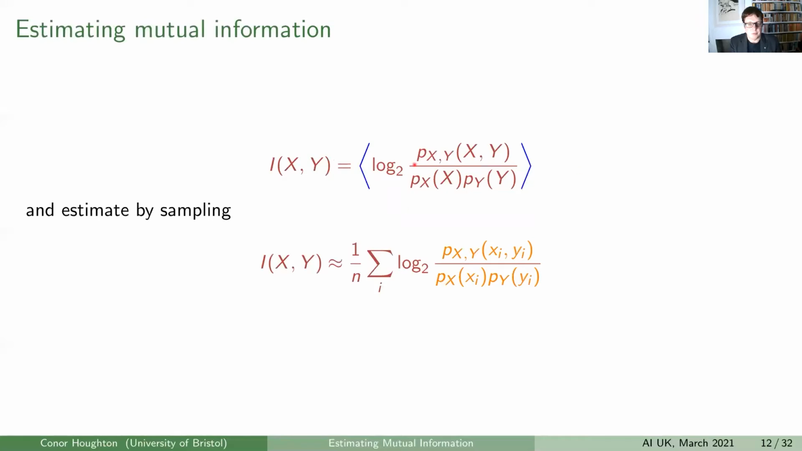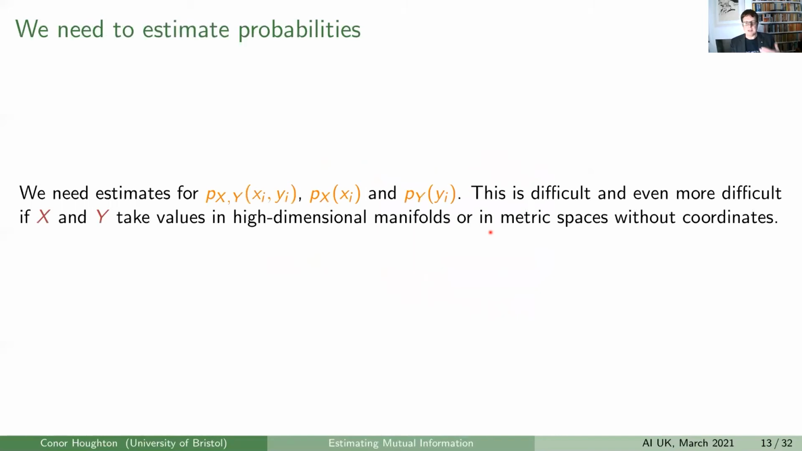In practice, we don't know, or often don't know, the probability density. And so if we have lots of x_i, y_i pairs, it doesn't mean that we can average them to get an estimate of the mutual information because we don't know p of x_i, y_i, or p of x_i, or p of y_i. And so estimating the mutual information comes down to this problem of estimating the probability densities. And that can be hard.